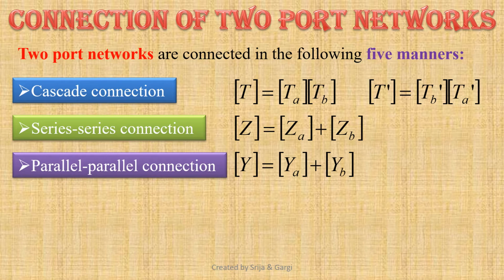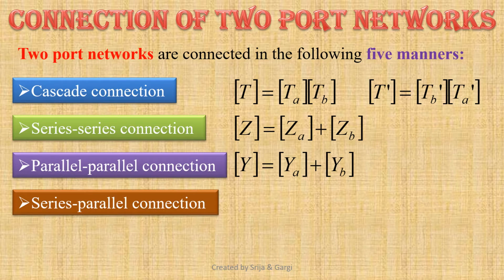When input ports are connected in series and output ports are connected in parallel, we call it a series parallel connection. The overall hybrid parameter matrix of series parallel connected two-port networks is the sum of the hybrid parameter matrices of each individual two-port network connected in series parallel fashion.